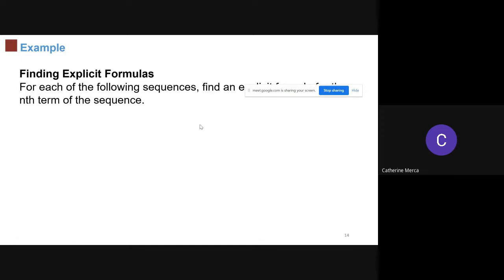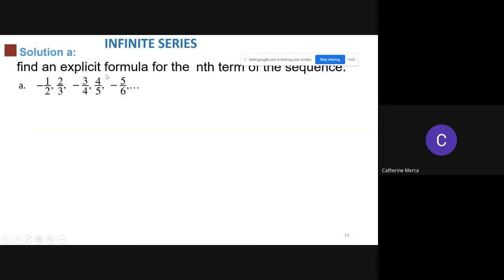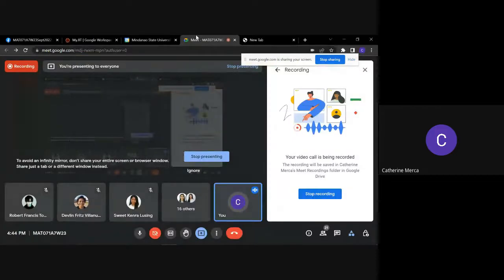Ito yung example na ginawa natin, no? We try to find the explicit formula for the nth term of the sequence. Itong mga to, yung dalawa, yung diniscuss natin kahapon. So, to find the explicit formula, I gave you some details on how to do it. Okay? So, I guess that's enough for the review. And then, let's go to our topic for today.